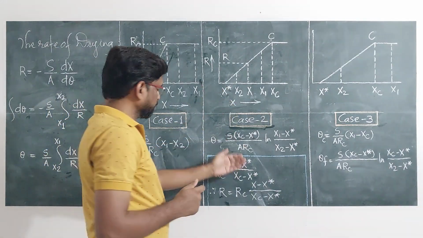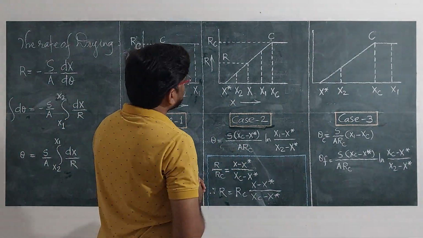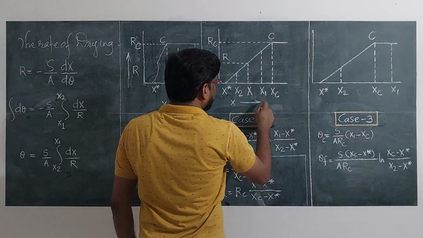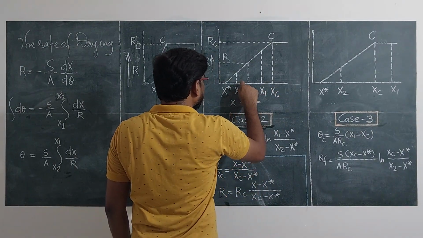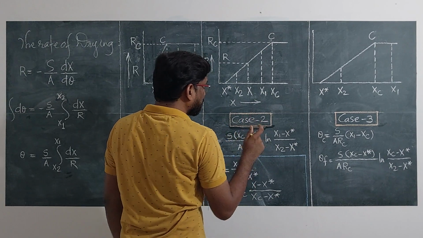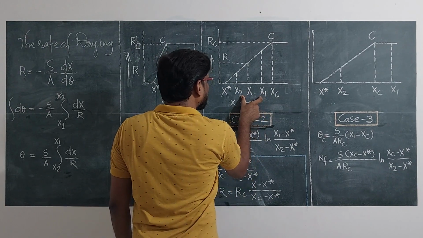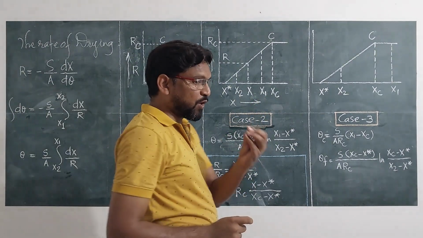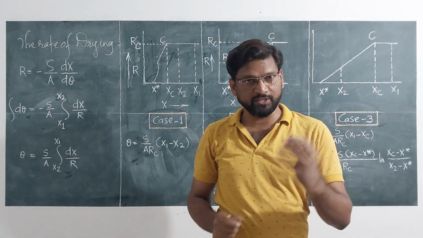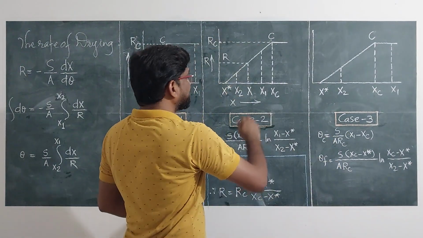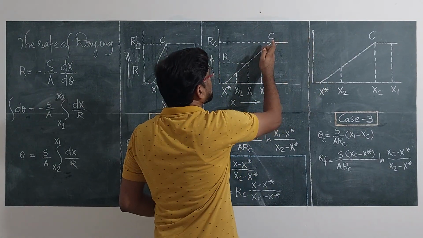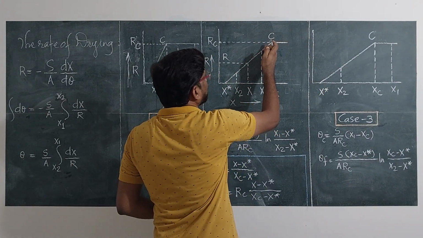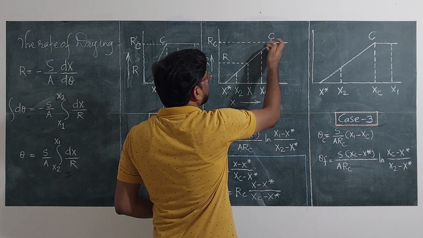Now case 2. What is that? The case 2 is that the initial moisture content is x1 and the final moisture content is x2. So we have to dry the solid between these two. Means we have received such a wet solid whose moisture is already been removed till this point, beyond the critical point.